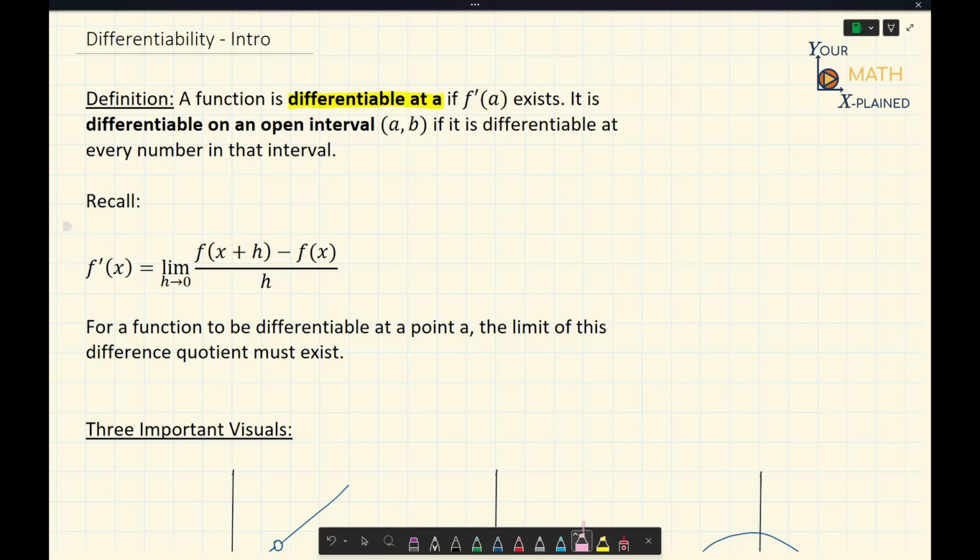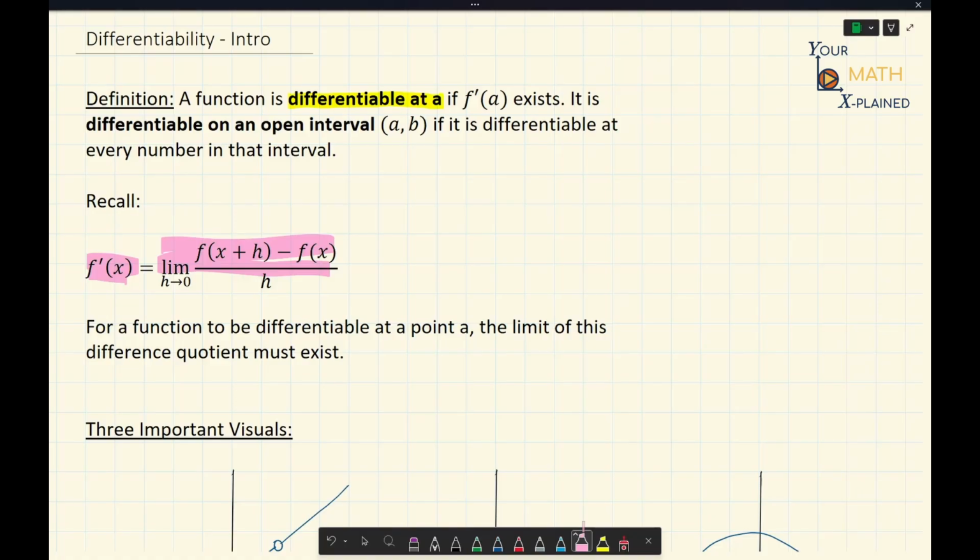So recall that the derivative of f of x is this limit here. So when we say a function is differentiable at a point a, it means that the limit of this difference quotient must exist. This also tells us that there is a hidden requirement, and that is the function must be continuous at that point, because if it's not continuous, then the limit's not going to exist.